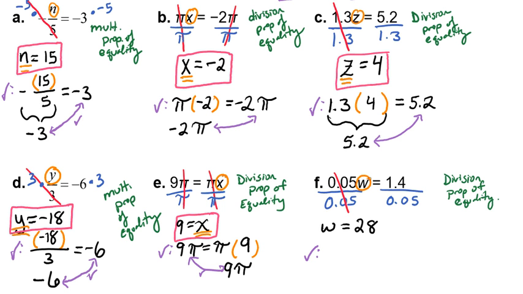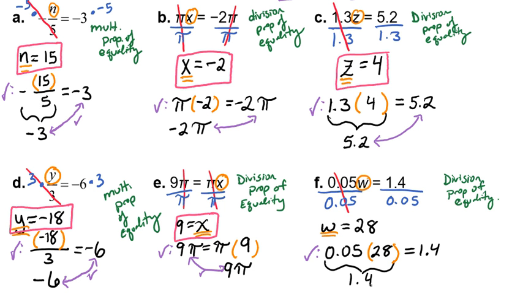And so now we're ready to check our solution, and we'll do it the same way. So we'll take that w and replace it with the 28. So we'll have 0.05 times our w, and then have that equal to 1.4. So we're going to go ahead and we're going to plug in that 28. And if we do the math right here and we take 0.05 and we times that by 28, if we plug that into our calculator, that's going to give us a 1.4.